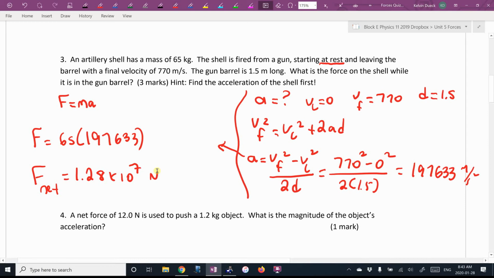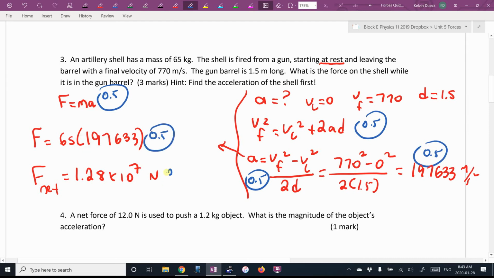Artillery shells do damage. If you got that, 3 out of 3. Otherwise, I would probably do something like this. I would give you a half mark if I saw that. I would give you a half mark if I saw you got the A by itself. I would give you a half mark for finding A. That's 2 marks. Then I would give you a half mark for the numbers over here and a half mark for the answer. If you got A wrong, made a typo, but you took that answer and you went 65 times that answer, I would give you 1.5 out of 3. I would at least say, hey, you did most of it right.